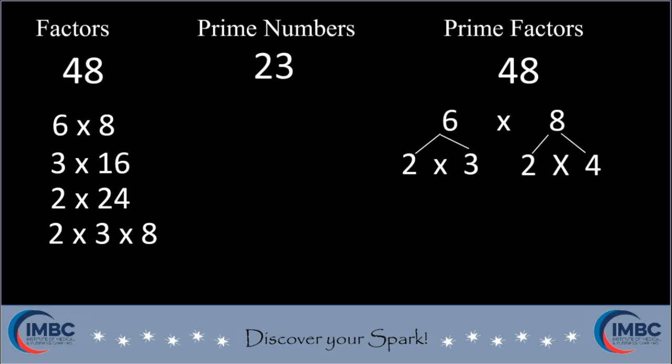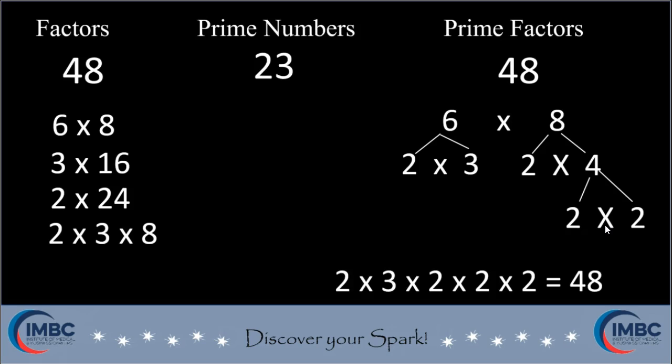The 2 is a prime factor. The 4 is not, so I'm going to factor out the 4. 2 times 2. So you can see 2, 3, prime numbers, 2, 2, 2. So the prime factors of 48 are 2 times 3 times 2 times 2 times 2. And that does equal 48.